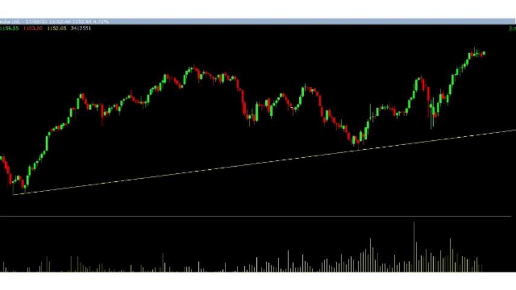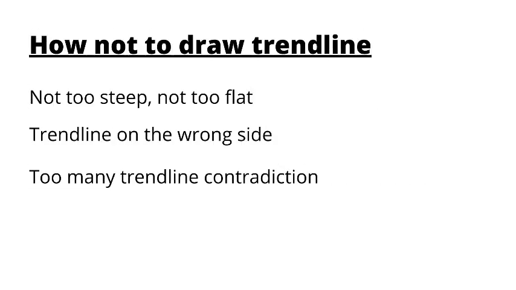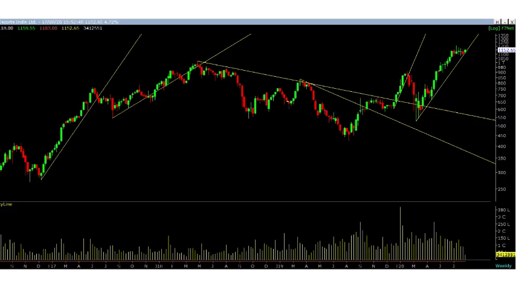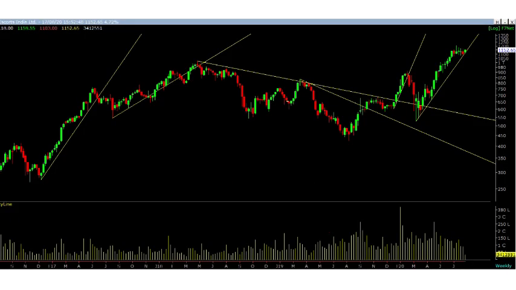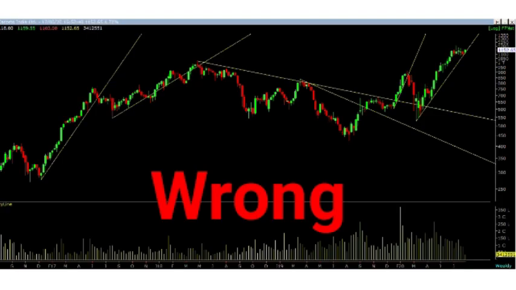So this is the magic of trend line. One more thing we need to know, how not to draw a trend line. It should not be too steep or too flat. Trend line on the wrong side. Too many trend line contradiction. One needs to remember, steeper is the trend line, lower will be the significance.